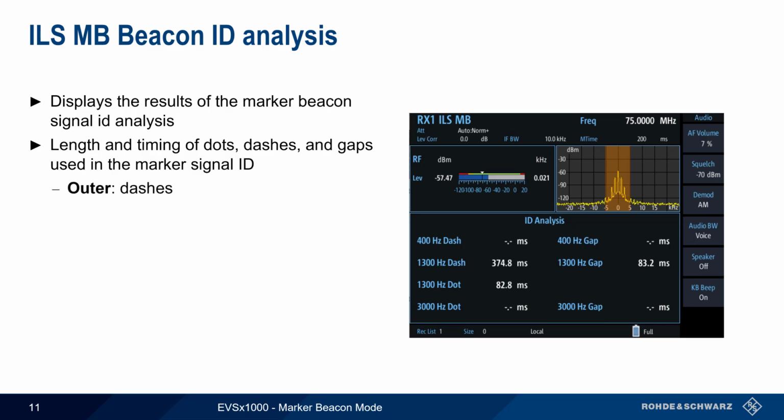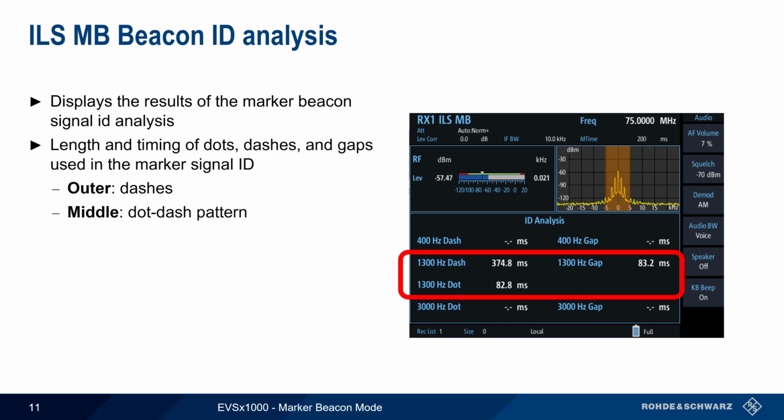For outer markers, this is simply a repeating pattern of 400 Hz dashes. For the middle marker, which consists of alternating 1300 Hz dots and dashes, the length of both the dots and the dashes, as well as the gap between them, is shown. And for the inner marker, the duration and gap between the 3000 Hz dots is shown.